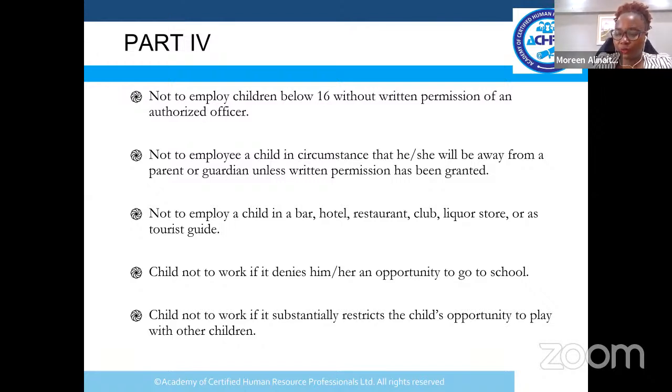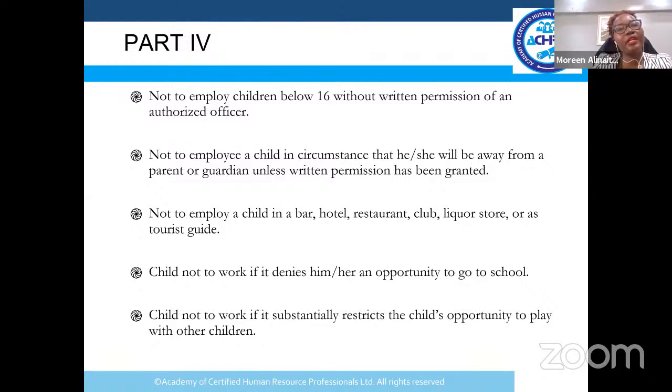Part 4 of the rules actually says, no person shall employ a child who has not attained the age of 16 years without prior written permission of an authorized officer. What does this suggest? This suggests that people of 16 years, between 16 and 17, can be employed. This is what the rules are suggesting.